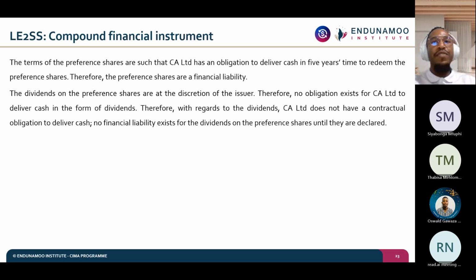So at that point in time where the preference share dividends are declared, CA Limited will debit pref share dividends in equity and credit preference share liability. That's at the point in time where they are declared. And when they are settled, then CA Limited will credit their bank account to show that money has left the bank account to settle what? The preference share dividend liability. So the debit entry will go against the liability. But at the date on which the preference share agreement is entered into, CA Limited does not have a contractual obligation to deliver cash.